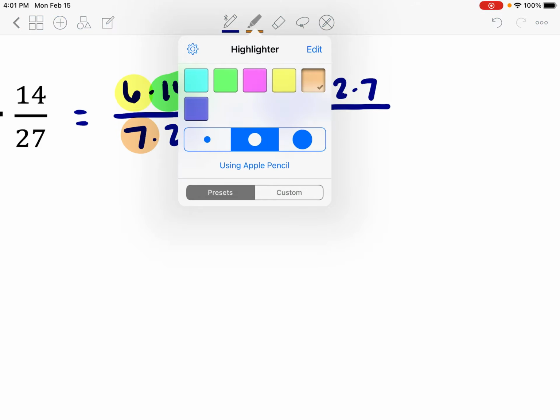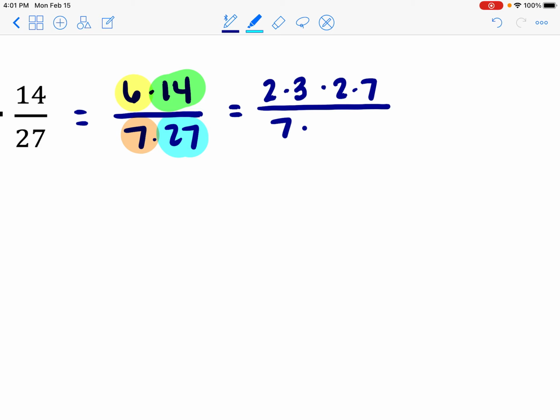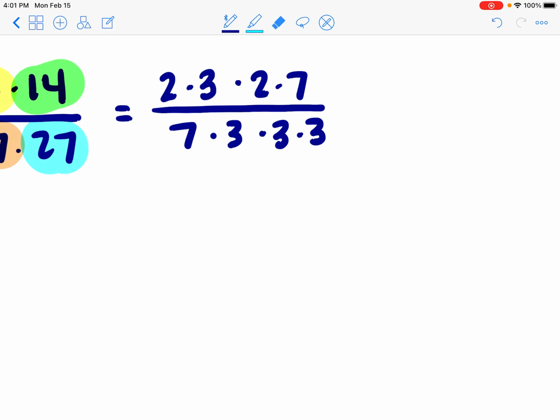So 27, running out of highlighter colors here, 27 I could rewrite as 3 times 9. And if I wanted to take that even further, I could rewrite the 9 as 3 times 3. So 27 could be 3 times 3 times 3. And so we can see now that there's some simplifying we can do. We can do some reducing here.